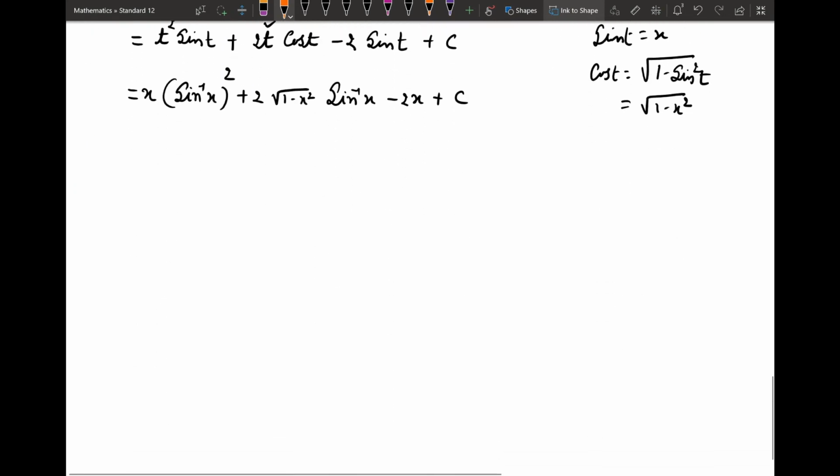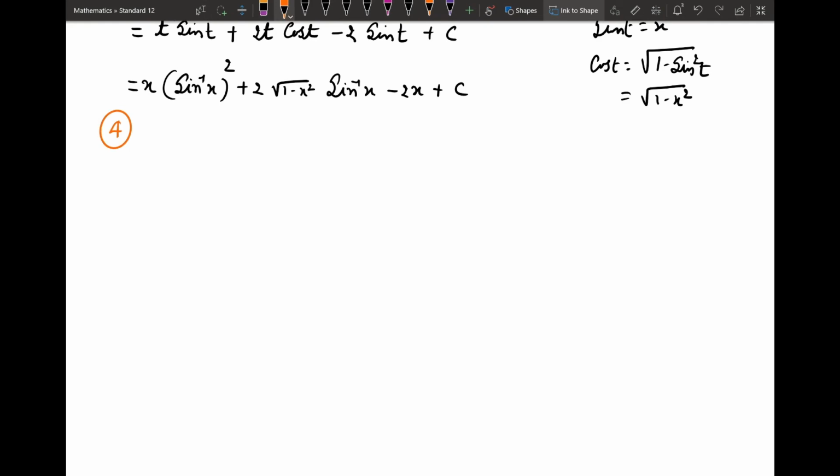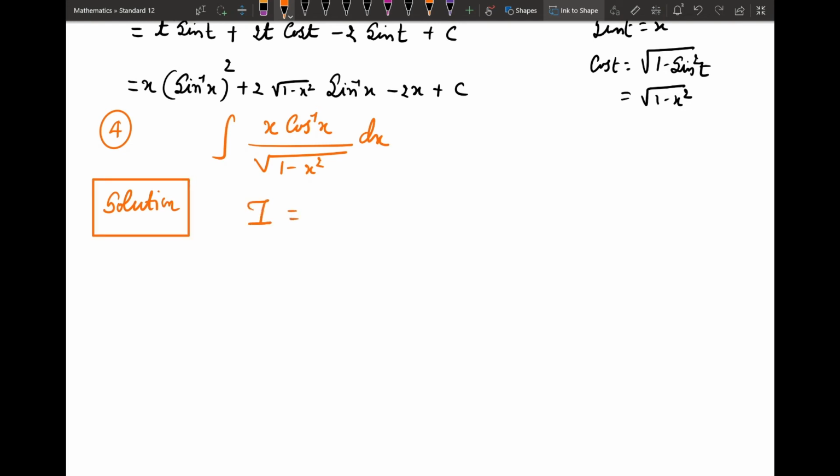So let us discuss the next one. Fourth, integrate x into cos inverse x upon under root 1 minus x square dx. Solution. So first, as usual, we denote this by I. Integration I equal to integration of x cos inverse x upon under root 1 minus x square dx.